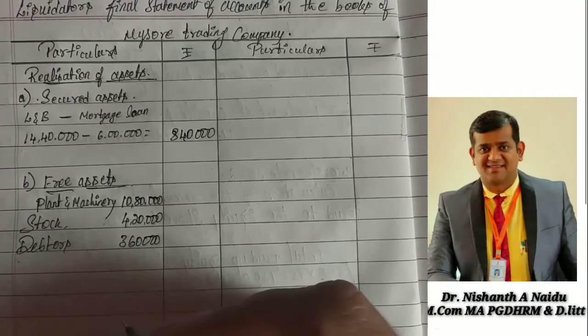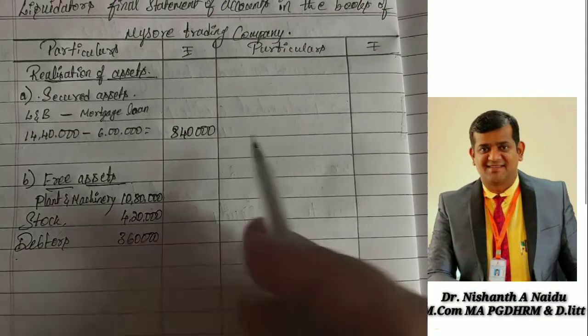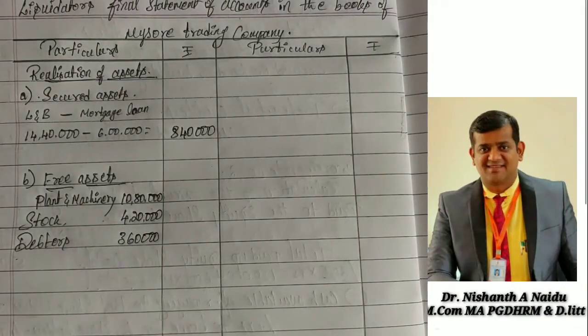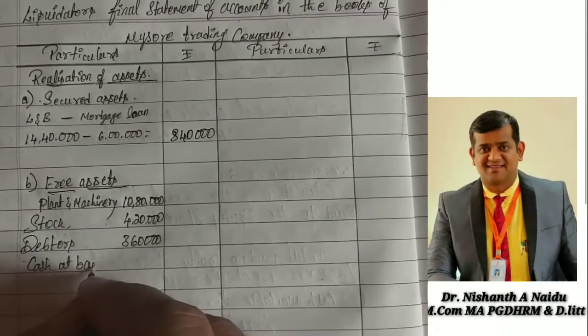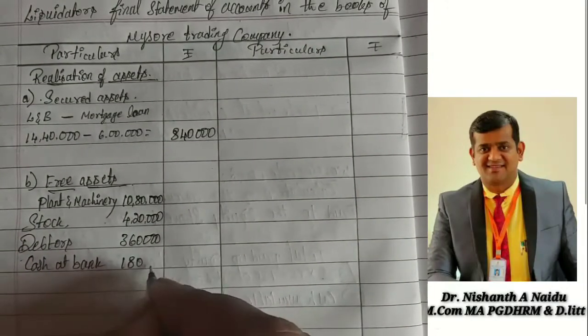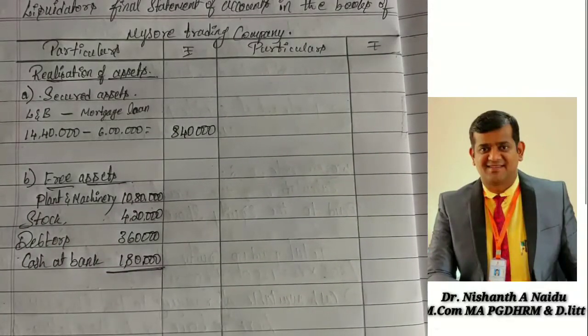So if you look at the realized assets, only 4 assets have been realized. One is land and building, that has been secured, I have taken here. Plant and machinery, stock, debtors, I have taken. Anything I left? We always forget cash. That is always added in the free assets column, correct? So check out in the last year balance sheet, in the question, cash at the bank, how much? 1,80,000 rupees. So write down cash at bank, 1,80,000 rupees.